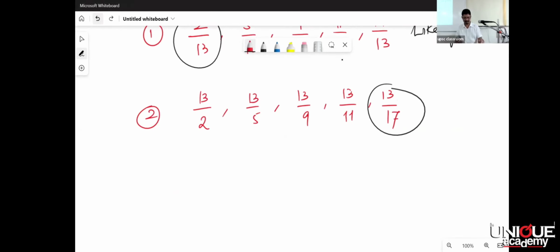Next group is 2 upon 3, 3 upon 4, 4 upon 5, 5 upon 6, 6 upon 7.